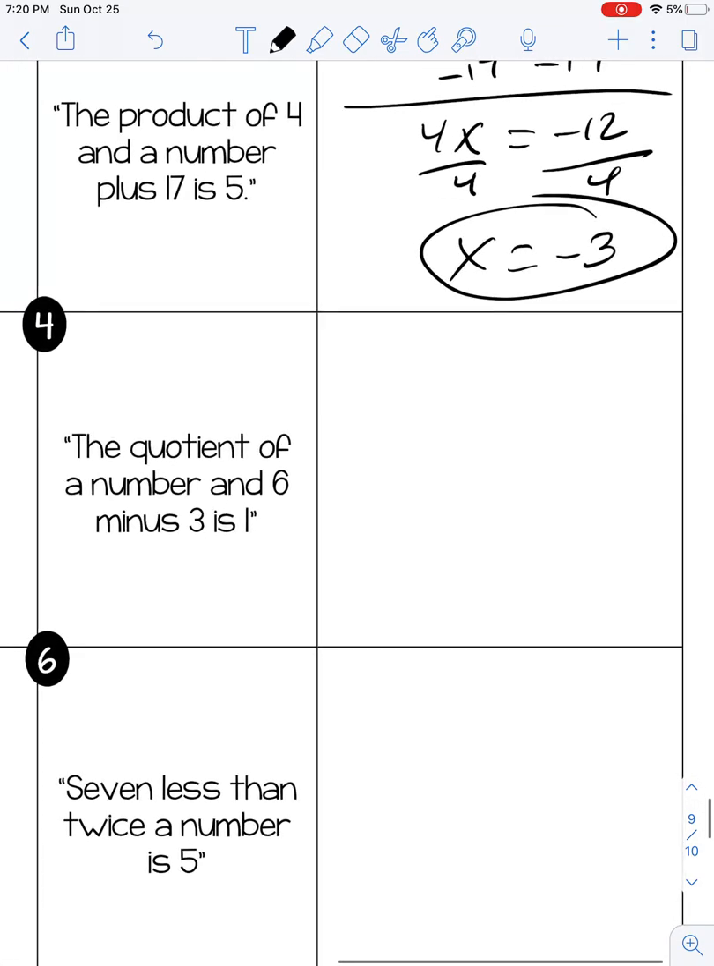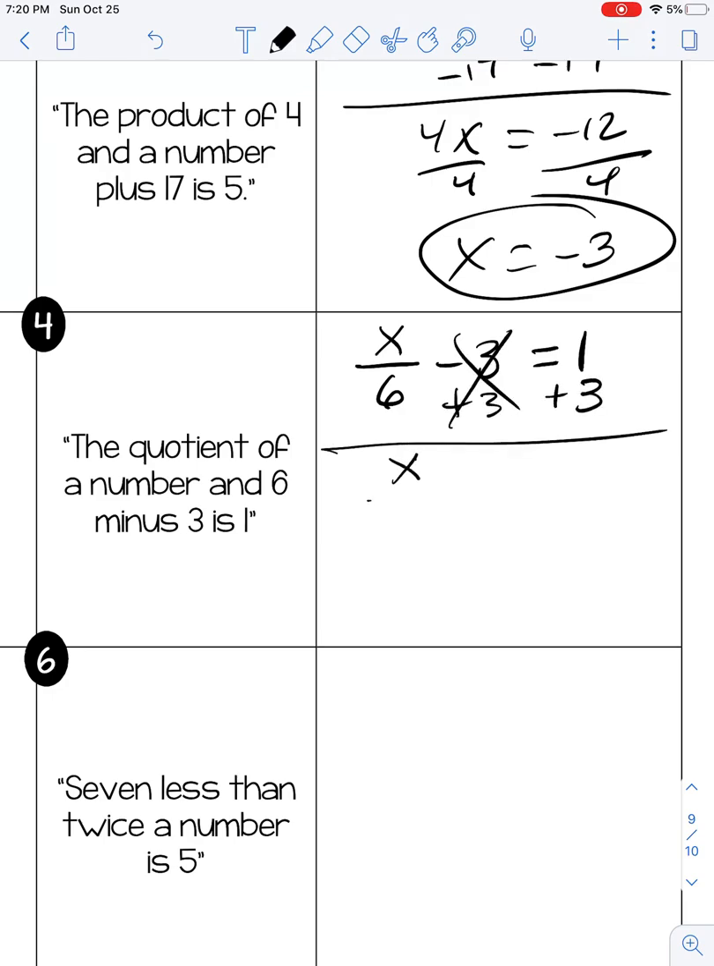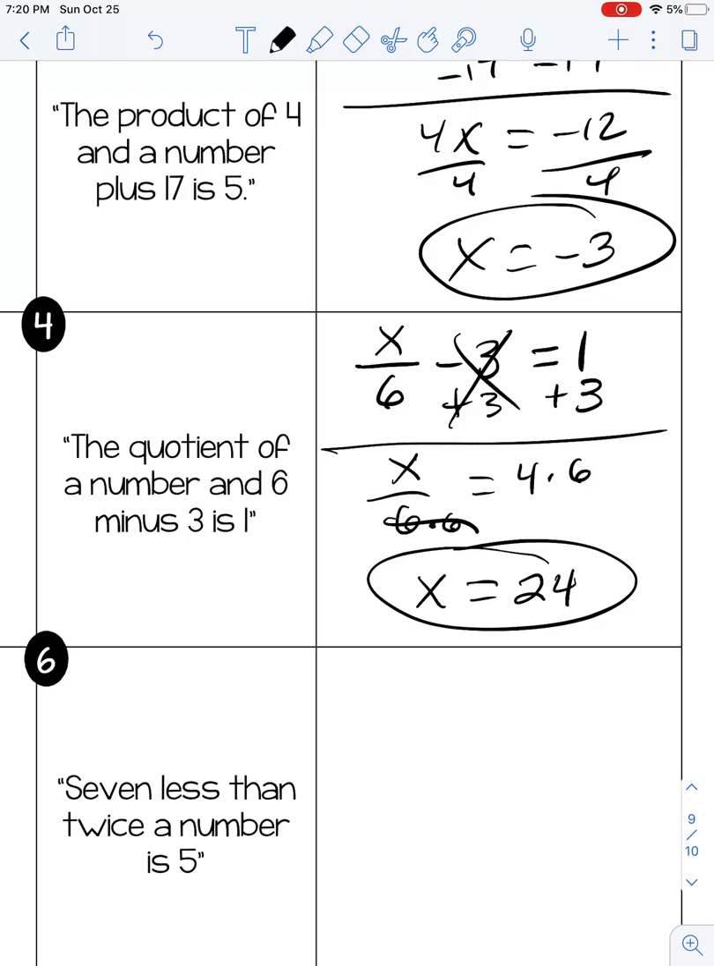Now, the next one, number 4. The quotient. Quotient means division. The quotient of a number and 6, a number that we don't know. So that's x. So division. The quotient of a number and 6 minus 3 is 1. So equals 1. Well, this is pretty simple. Add 3. We get x over 6 equals 4. How do you get rid of the bottom of the fraction? Multiply by the bottom of the fraction. So 24 is your answer.